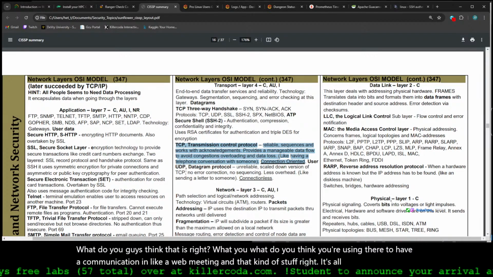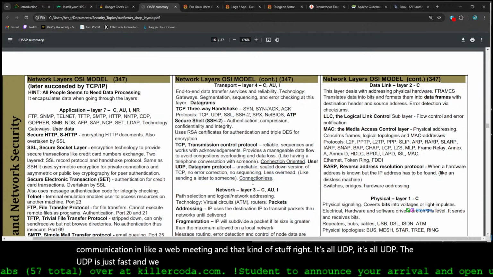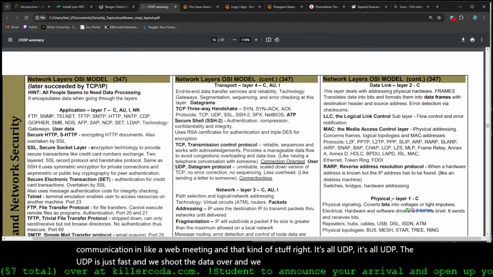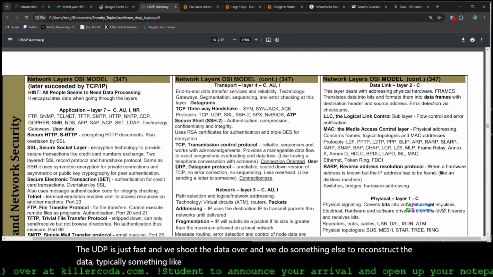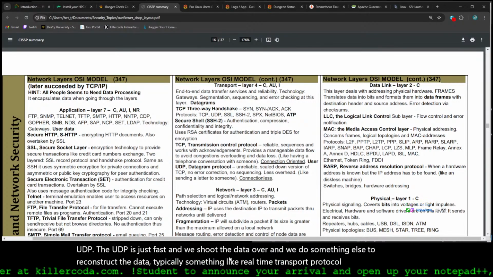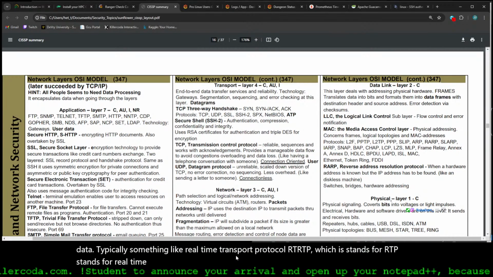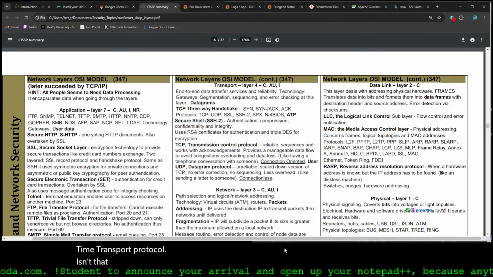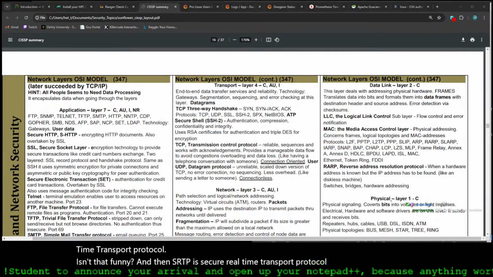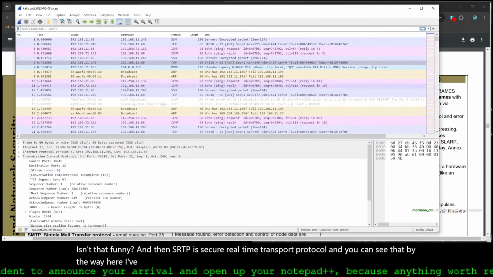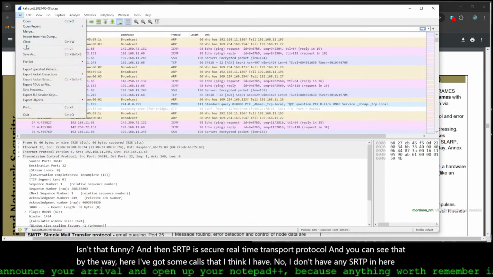It's all UDP. UDP is just fast, and we shoot the data over, and we do something else to reconstruct the data. Typically something like RTP, which stands for real-time transport protocol. Isn't that funny? And then SRTP is secure real-time transport protocol. And you can see that, by the way, here. I've got some calls that I think I have. No, I don't have any SRTP in here, but I have some.